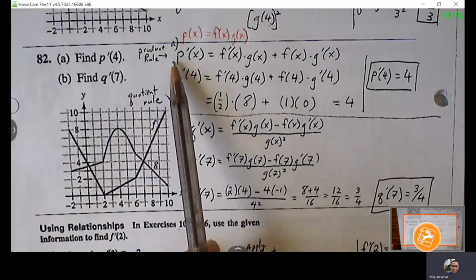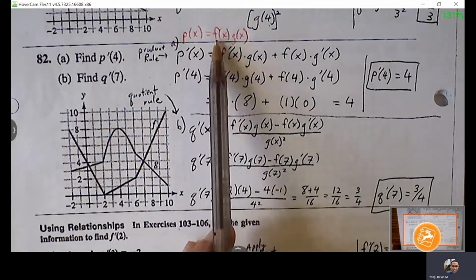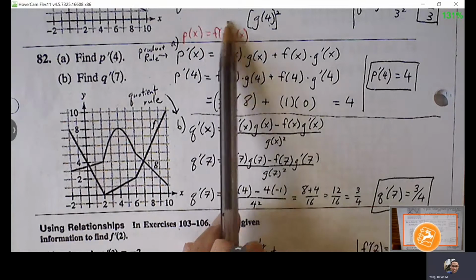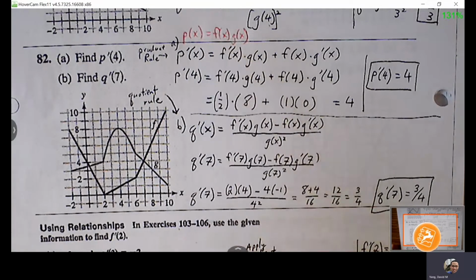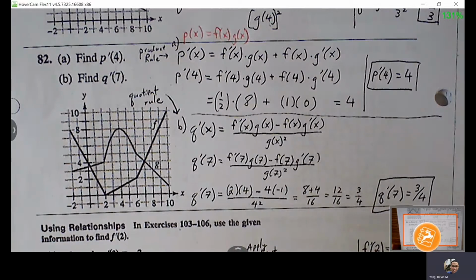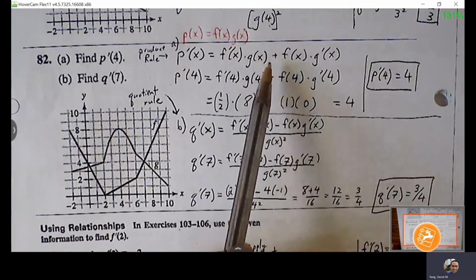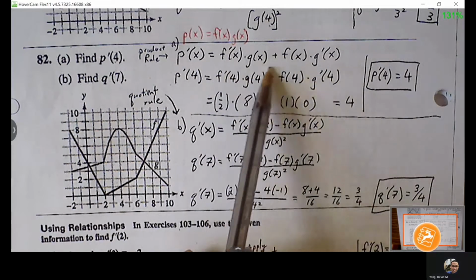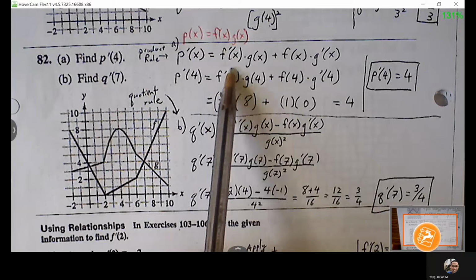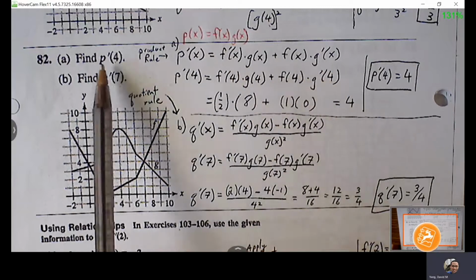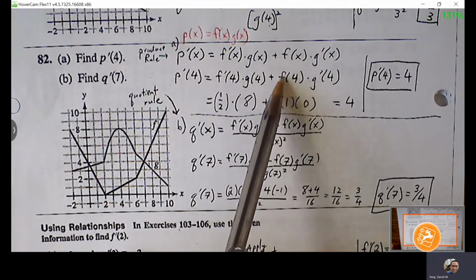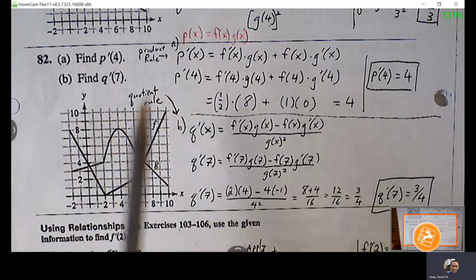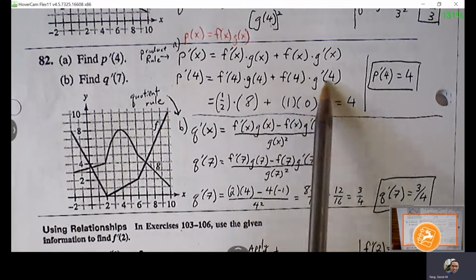Okay, so 82, P of x at the top of the page is defined as f of x times g of x. So just by the way that P of x is structured, we have to be able to recognize this is a product rule problem. We go through and find the derivative using product rule first. f prime g plus f g prime. So now that you have product rule in front of you, now you can work in the 4. So we'll say f prime of 4 times g of 4 plus f of 4 g prime of 4. Are we good up to this point here?